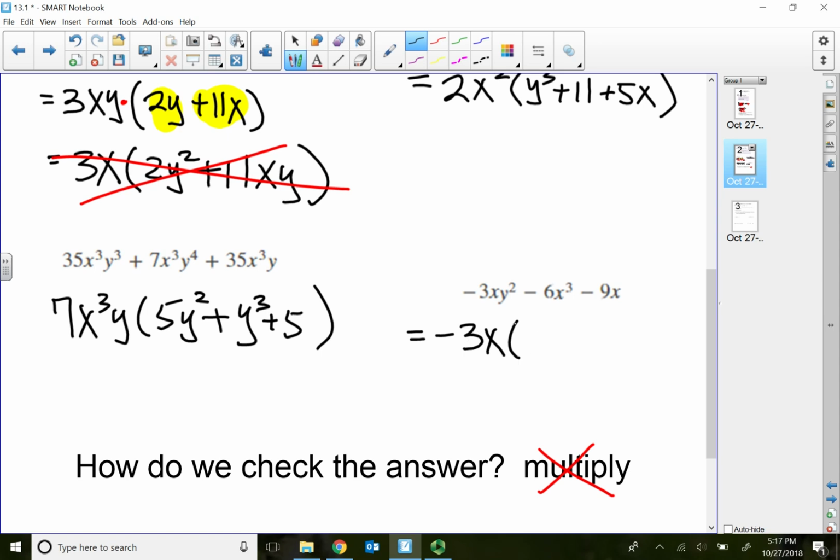-3 going into -3 is positive one time. Take the only x to the outside, then no x left for my first term, so my first term is just left with y squared. -3 going into -6 is positive 2 times. Take one x away from 3 of them, x squared is left. -3 going into -9 is positive 3 times. Take the only x to the outside, so no x left for my last term, positive 3. So this must be my answer right here.